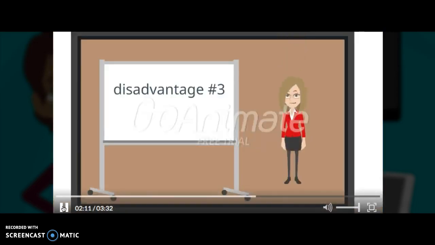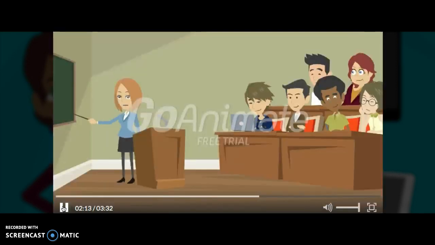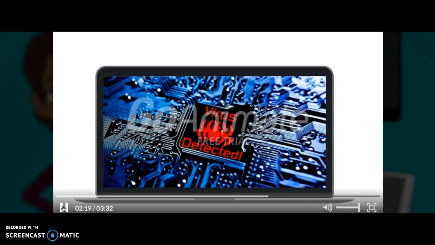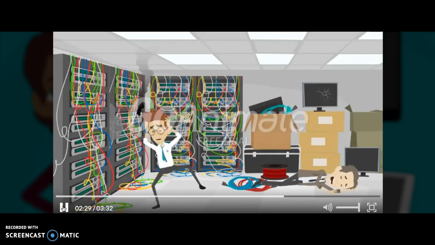Disadvantage number 3. My computer has a virus on it. BYOD leaves the risk of students bringing a virus to the school's wireless network. This could also put viruses on other students' devices. This is a nightmare. This virus is attacking the school's network.